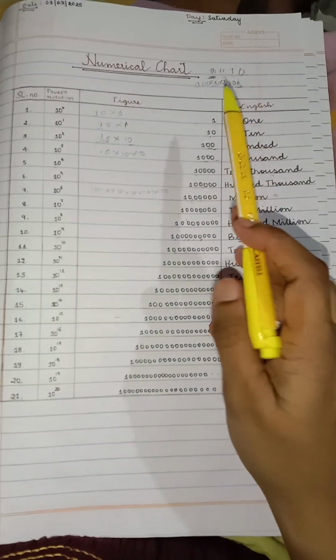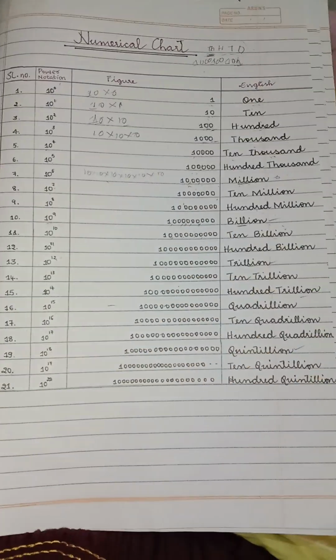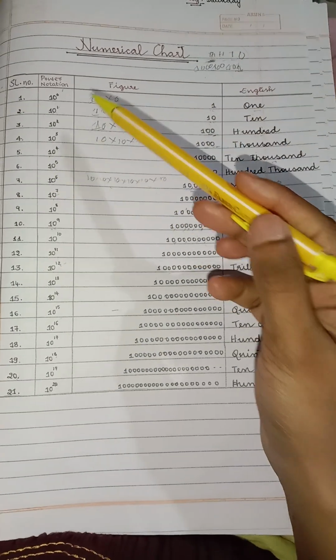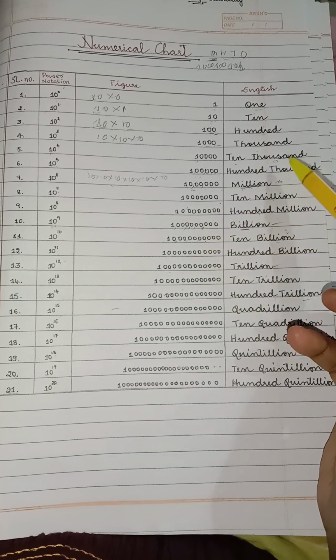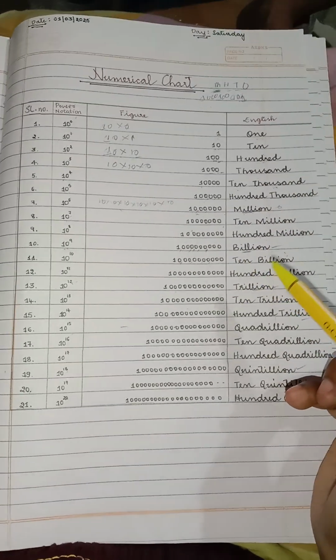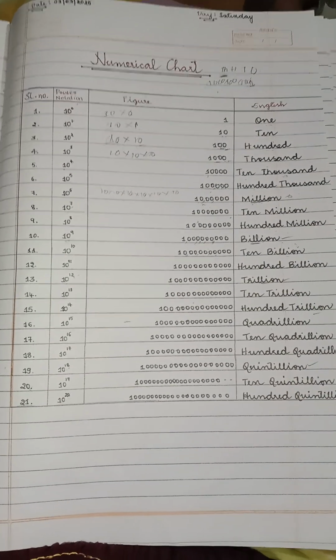So this is some of the information about the decimals and their placements, their power notations, their names and values in the numerical chart. Hope you have understood. Thank you.